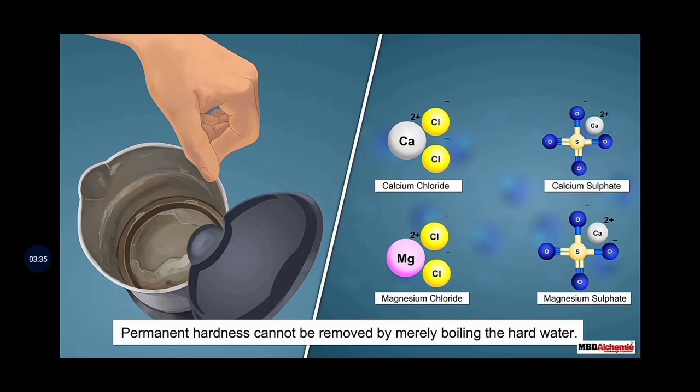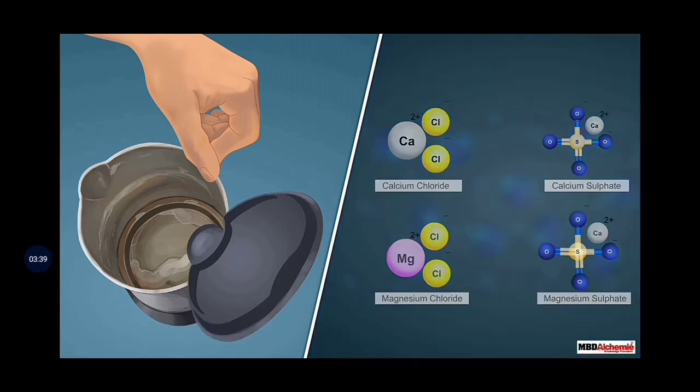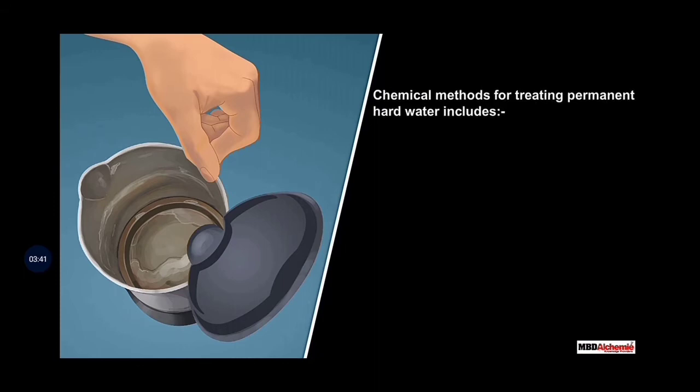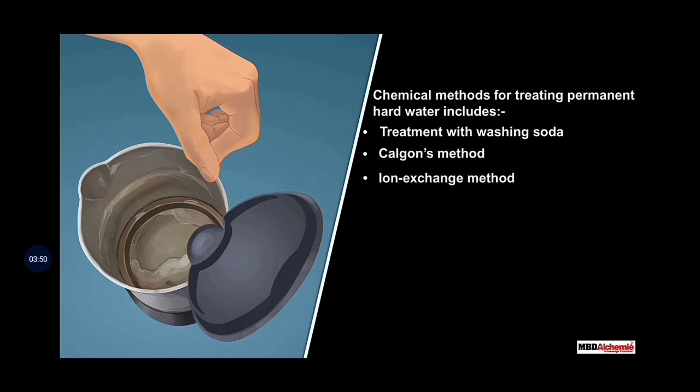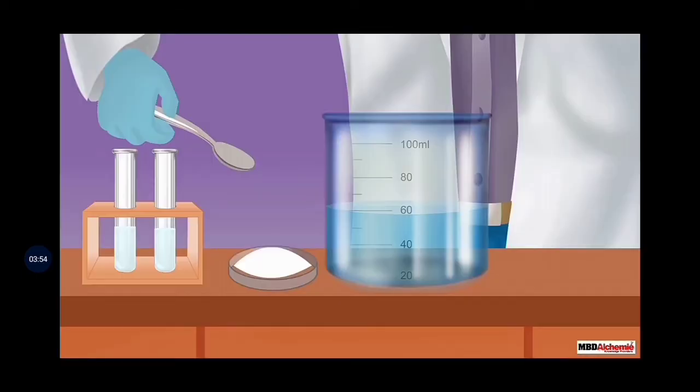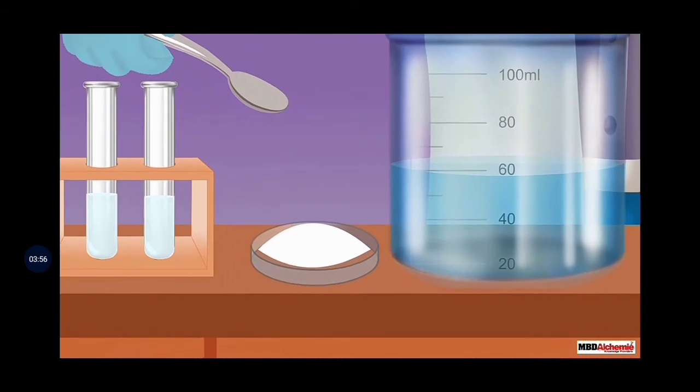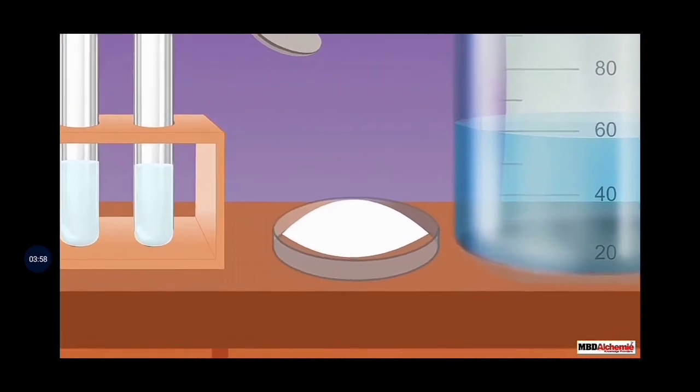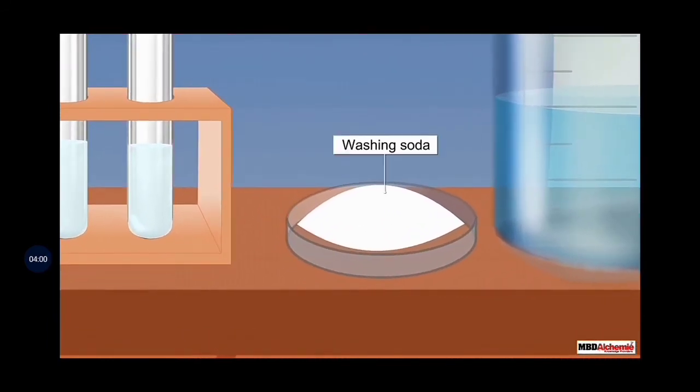Permanent hardness cannot be removed by merely boiling the hard water. It can be removed by certain chemical methods that include treating the hard water with washing soda, Calgon's method, ion exchange method, and synthetic resins method. Let us first learn how permanent hardness of water is removed by treating the water with washing soda.